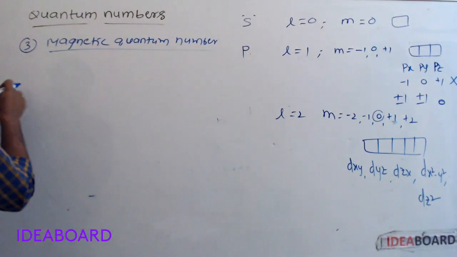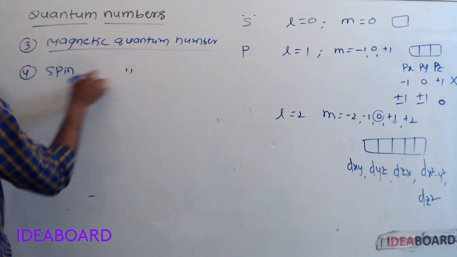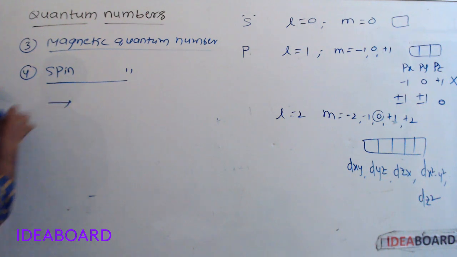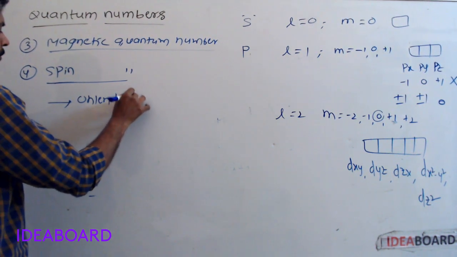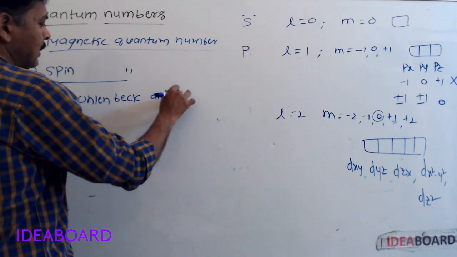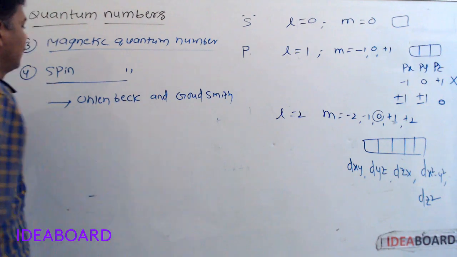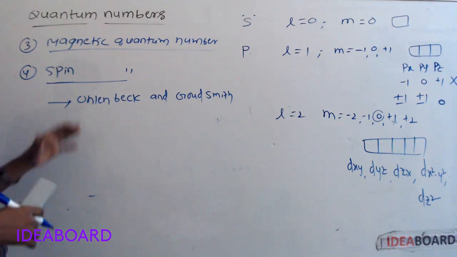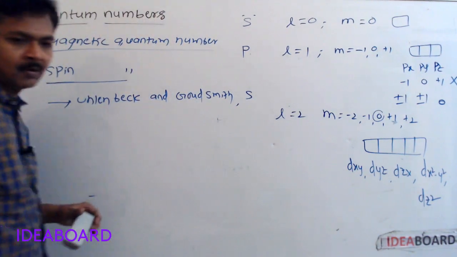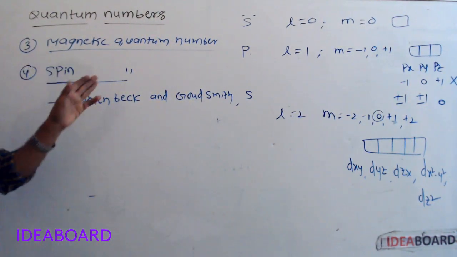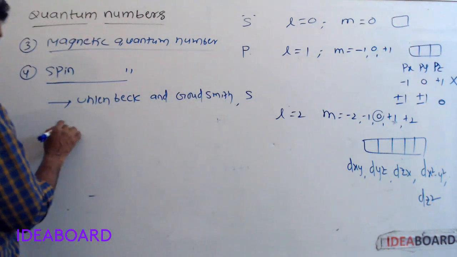Last one, spin quantum number. The spin quantum number was proposed by Uhlenbeck and Goldsmith, and is denoted by S.